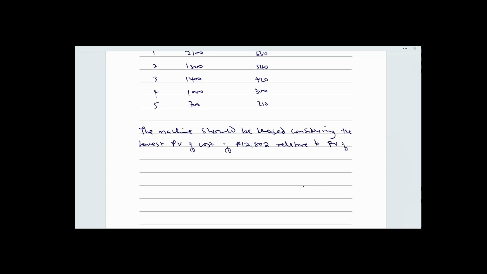If you like, you can bring out the summary of your results. But because of time, I don't need to do that. I will just say the machine should be leased, considering the lowest PV of cost of 12,802 Naira relative to PV of cost under outright acquisition and hire purchase.